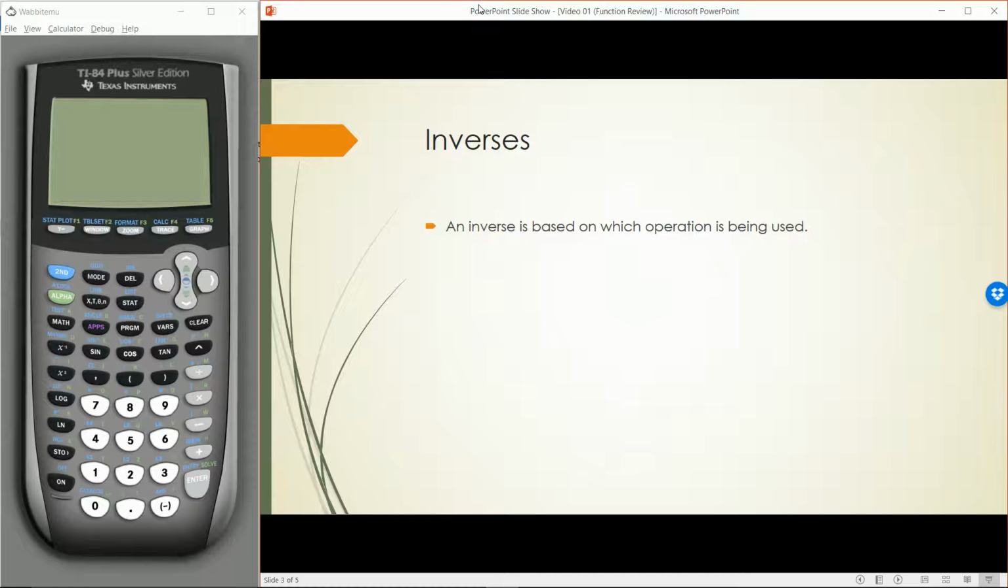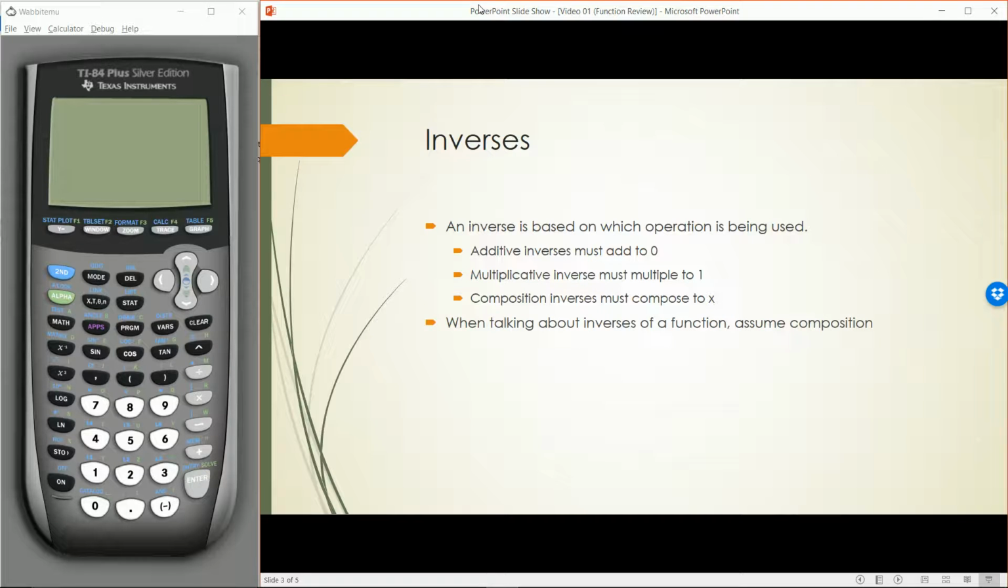So the inverse of a function is based on which operation is being used. Now, when I say the word operation, that should immediately imply to you either we are talking about adding, subtracting, multiplying, dividing, or using exponents. So whatever operation we're using at any time, we want to do the opposite. So additive, they need to add to 0. Multiplicative, multiply to 1. And composition is the way we find inverses for functions, which when you compose the two, they need to come out to x. Whenever we're talking about the inverse of a function, we mean the composition inverse. We don't mean find the additive inverse of a function. That's not going to do it.